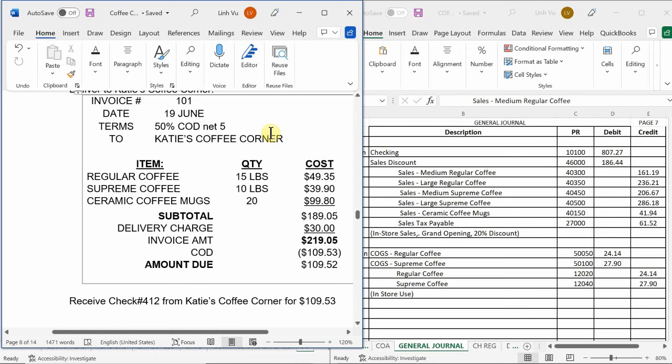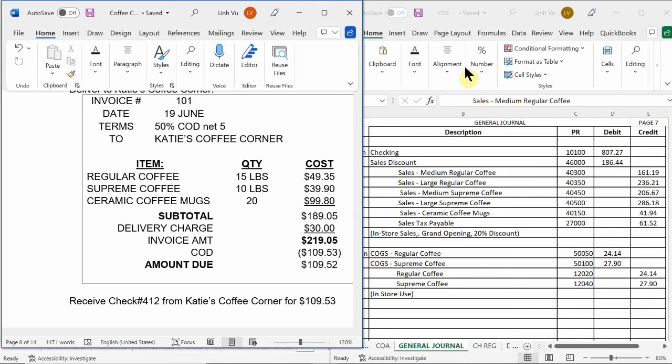Because she agreed to pay 50% COD, which means she pays 50% of it at time of delivery, we also received a check for $109.53 from Miss Katie's Coffee Corner. Check number 412.